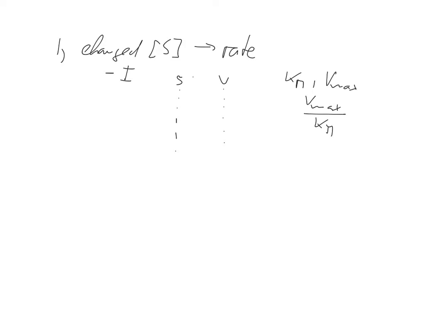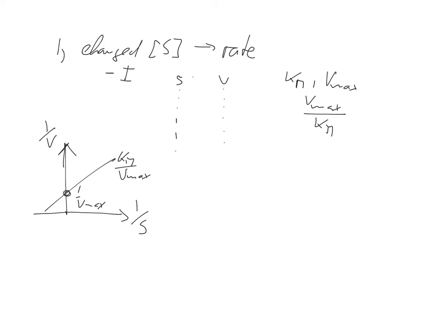How do you find this? Well, you can either do a Lineweaver-Burk plot, so 1 over V versus 1 over S, and you should get something like that. This point here gives you 1 over Vmax. This gives you Km over Vmax. And this one gives you minus 1 over Km.